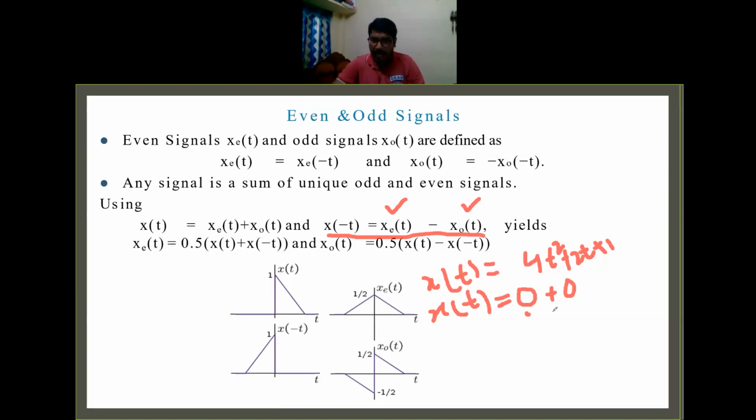This means I can split this expression into two parts. This is the even part, and the other one is the odd part. There are two ways I can split this out: one is the odd part, one is the even part. That is the first point.